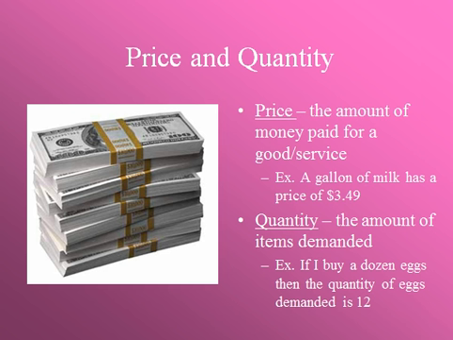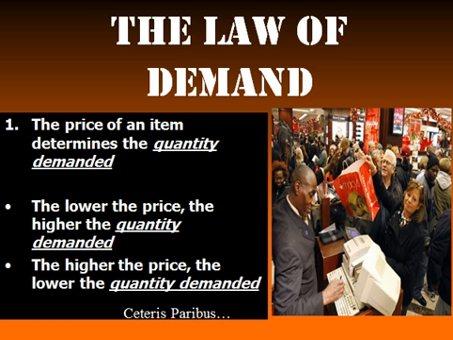Demand is essentially the relationship between price and quantity. Price is the amount of money that's paid for a good or a service, like a gallon of milk for $3.49, and quantity is the amount of items demanded. So if I buy a dozen eggs, the quantity demanded is 12 eggs. The price of an item determines the quantity demanded. The lower the price, the higher the quantity demanded. The higher the price, the lower the quantity demanded.